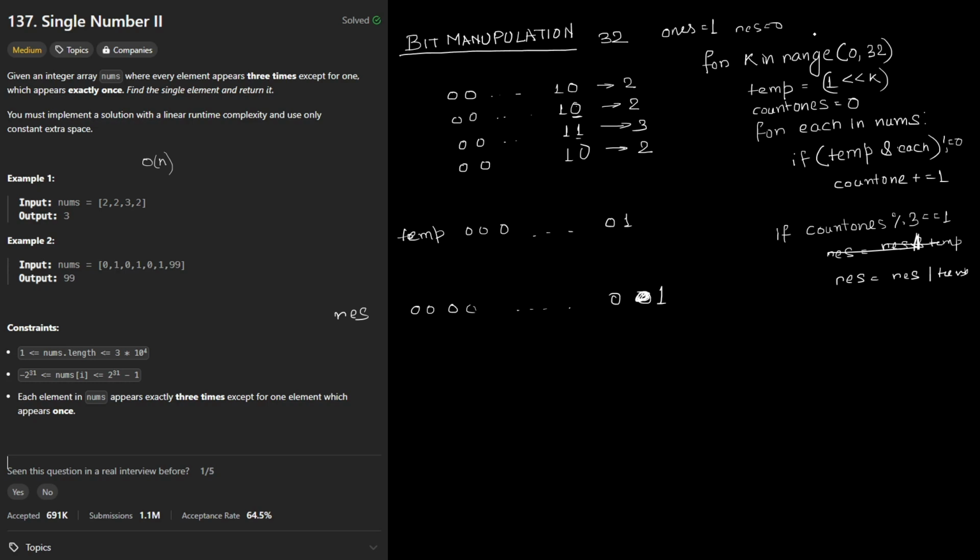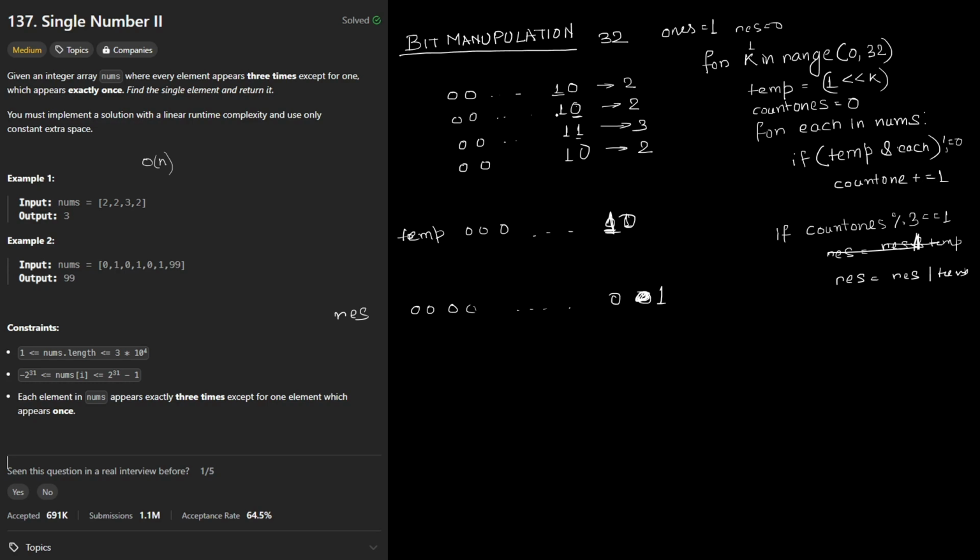Now for the k, when it is 1, right? So we would be at this position. For each in nums, if temp and each, the temp value would be converted to 0. It has been shifted to the first position, so it would be 1 right now. So temp and each is 1, so count one is going to increase by 1.